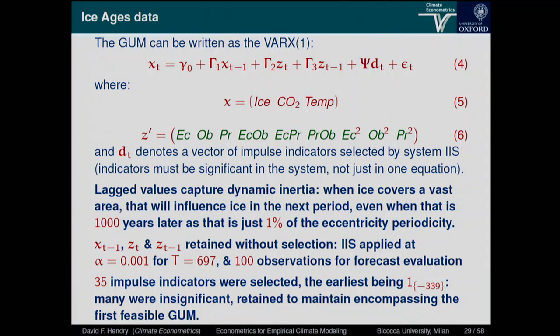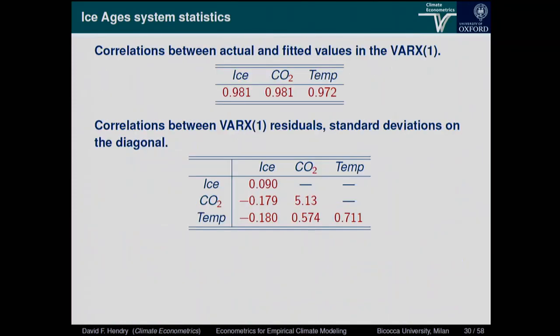The lags pick up the dynamic inertia. Remember, it's a 100,000-year orbit, and so 1,000 years is just 1%. The Earth is going to be very close to where it was 1,000 years later. So if there's a lot of ice, it's not going to change dramatically from that movement. I use 0.1% because we've got 800 observations. I keep 100 that are never used for estimation. They're only used for forecasting and forecast evaluation. We pick up 35 indicators, but many of them are just to maintain encompassing of the first feasible GUM.